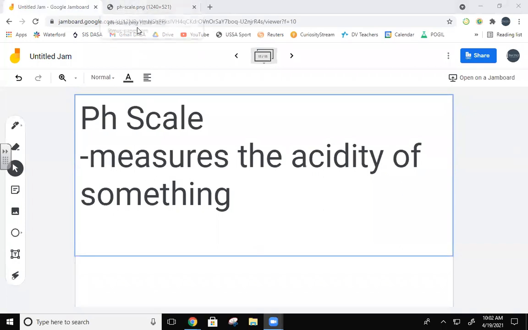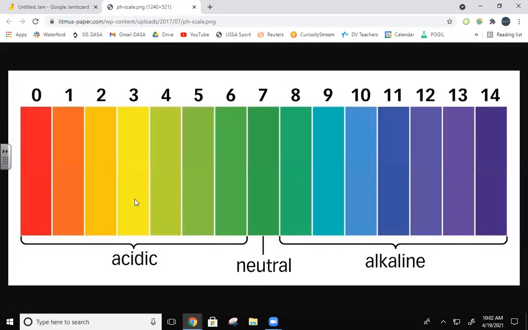Well, but the lower the number, the more acidic something is. So it's kind of the opposite of measuring the acidity of something, right? The higher the number, the less acidic it becomes. So we go from 0 to 14. It is possible to go off of this scale. It is possible to go off the scale.